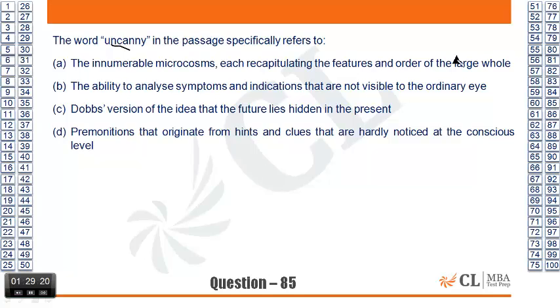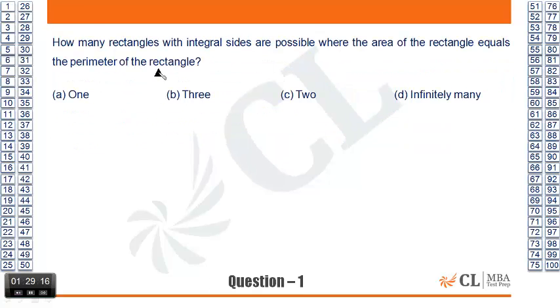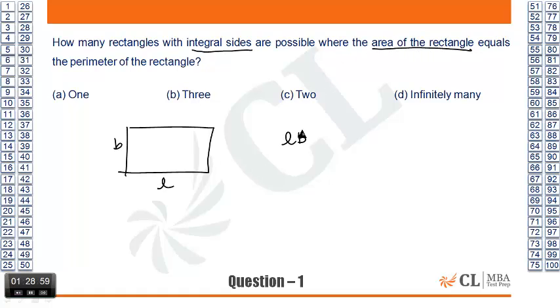So let's do control A, go to maths, first question. Okay. Control P. Okay. What is this? How many rectangles with integral sides, which means it will be a question on numbers. Rectangles with integral sides. So let's say this is breadth and this is length, where the area of the rectangle equals the perimeter of the rectangle. Should I do this? I think this is okay, no? Equals the perimeter. Perimeter will be twice of length plus twice of breadth.